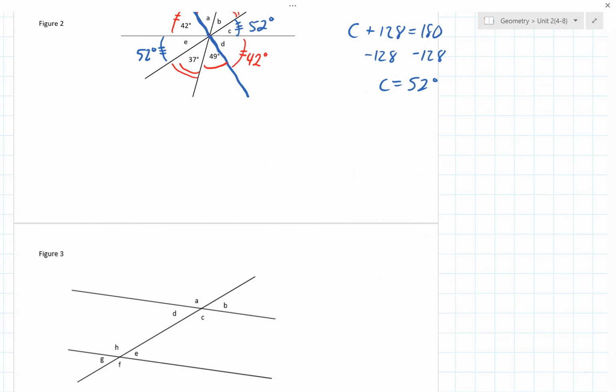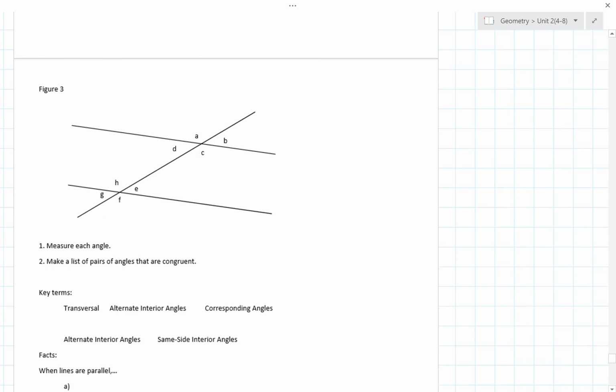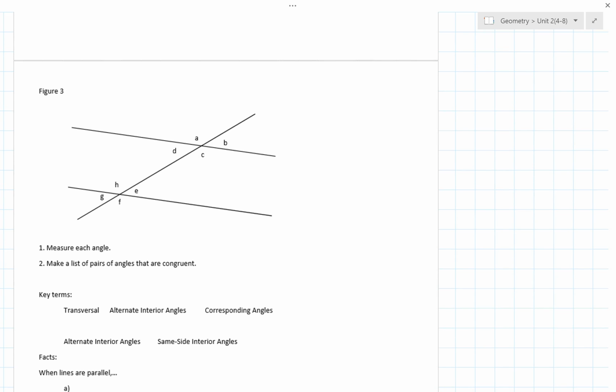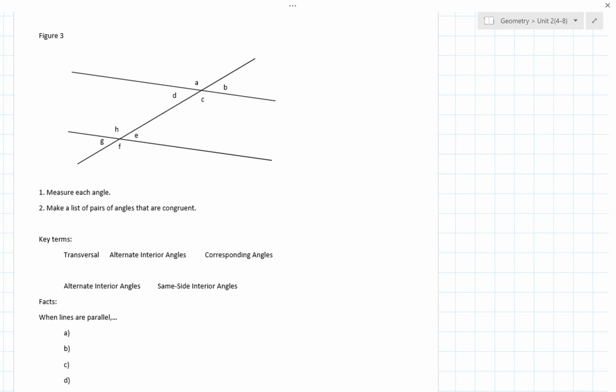Now let's go to the other side of your page. Here we have 8 different angles, A, B, C, D, E, F, G, and H. So we're going to go ahead and start at step 1 again. So what I would like you to do in your groups is steps 1 and 2. So measure each angle using your protractor. So all 8 of the angles, A, B, C, D, E, F, G, and H. And then make a list of all the pairs that are congruent. So if you see 2 angles that have the same measure, write them down. Go ahead and pause the video and start it after everybody's had about 5 minutes to measure all these angles.